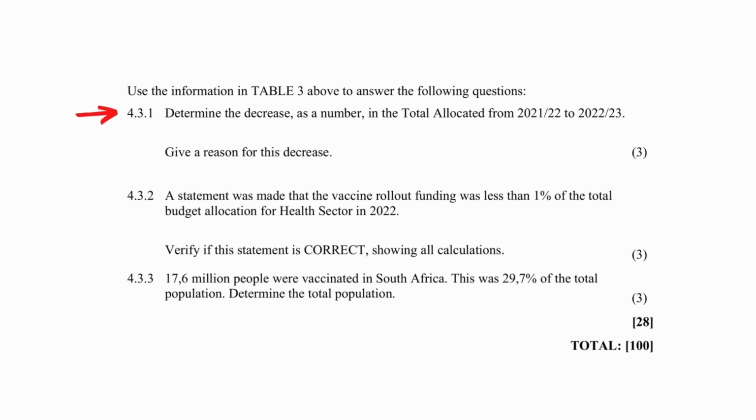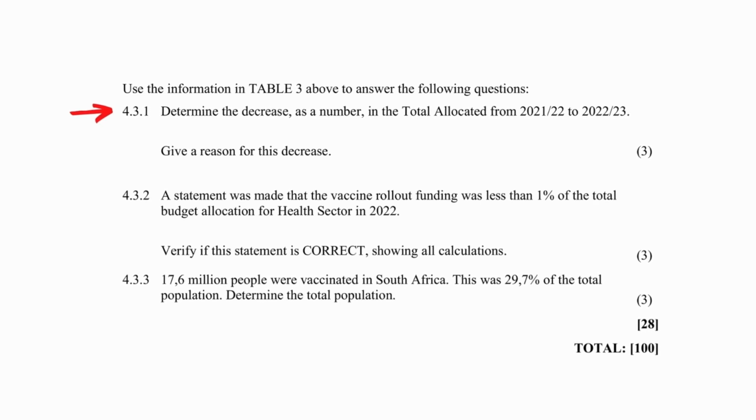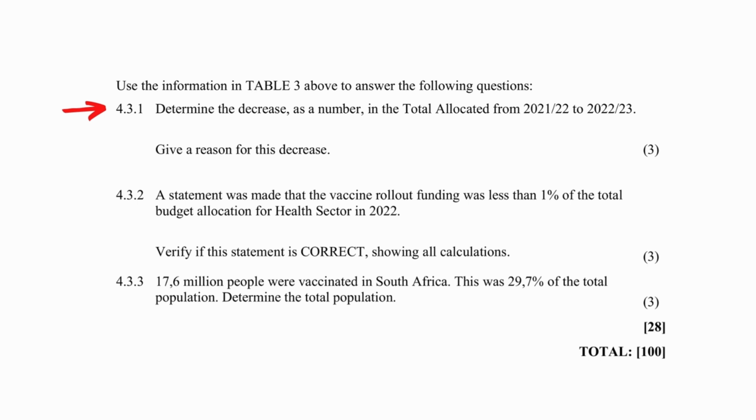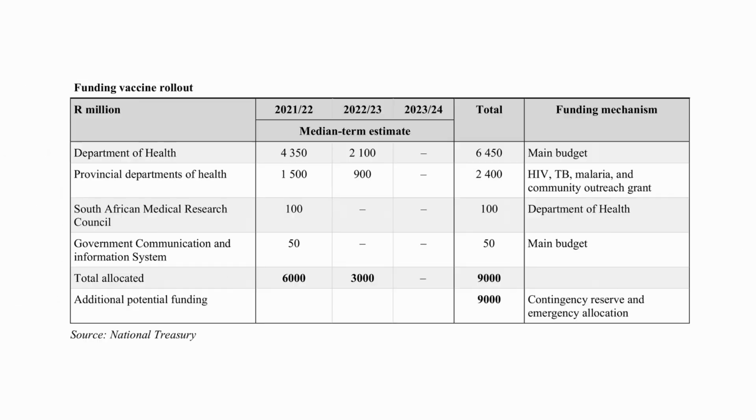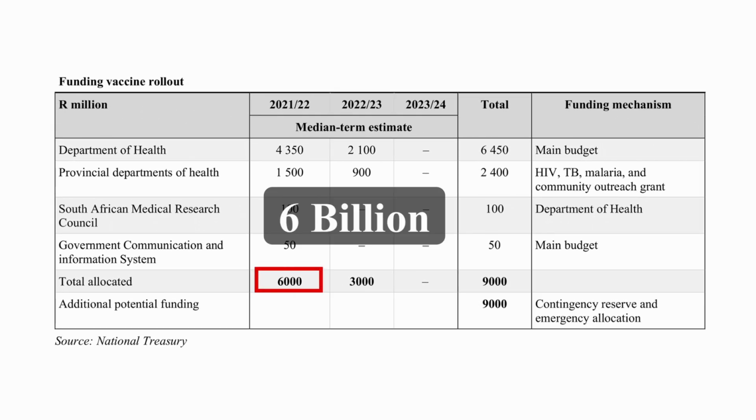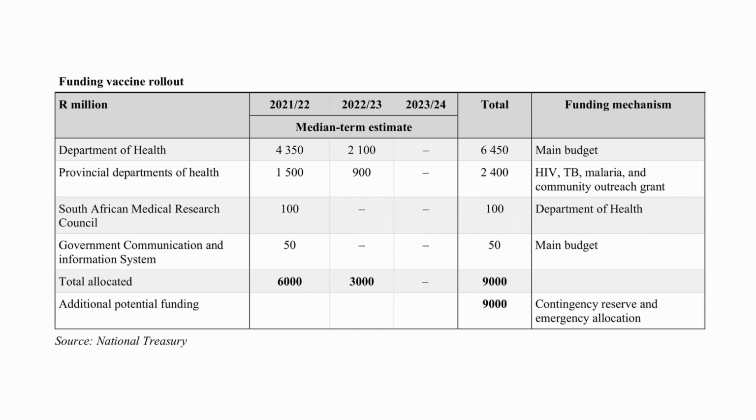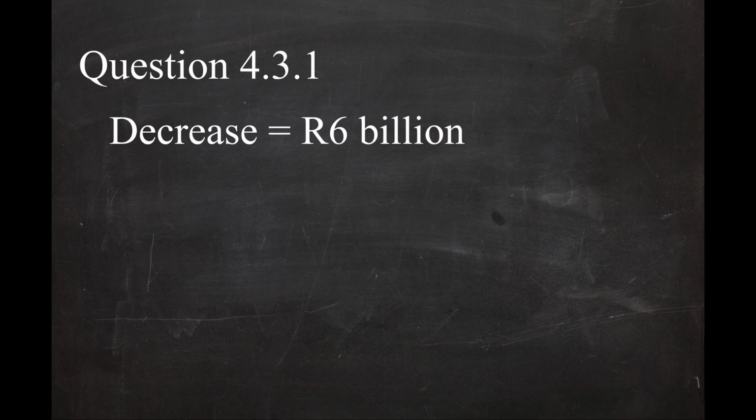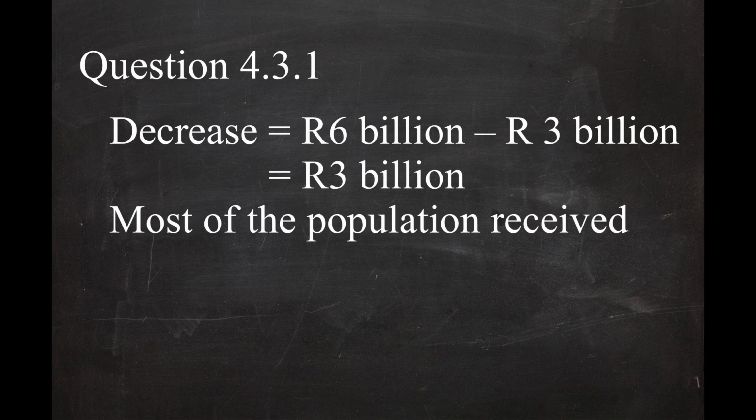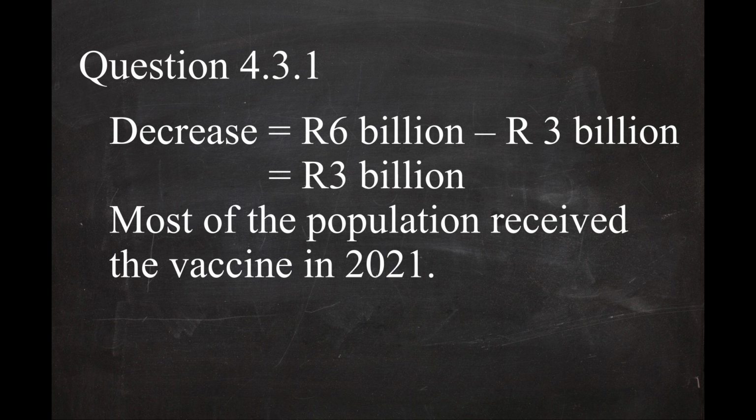In question 4.3.1, you have to calculate the decrease as a number in the total allocated budget from 2021 to 2022. Then you will have to give a reason for this decrease. From the table, the total allocated budget for 2021 is given as 6 billion Rand and for 2022 as 3 billion Rand. You have to remember that the values given in this table are in millions. The difference between 6 billion Rand and 3 billion Rand is 3 billion Rand. There is a decrease in the total allocated budget for 2021 to 2022. A possible reason can be that most of the population received the vaccine in 2021 already.